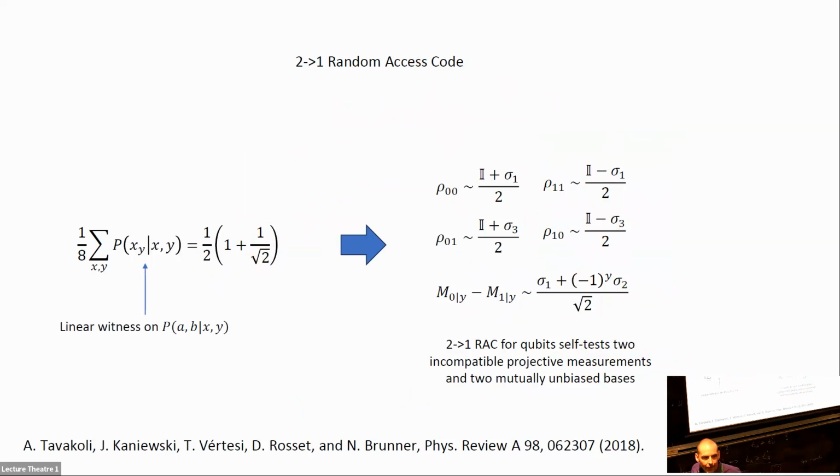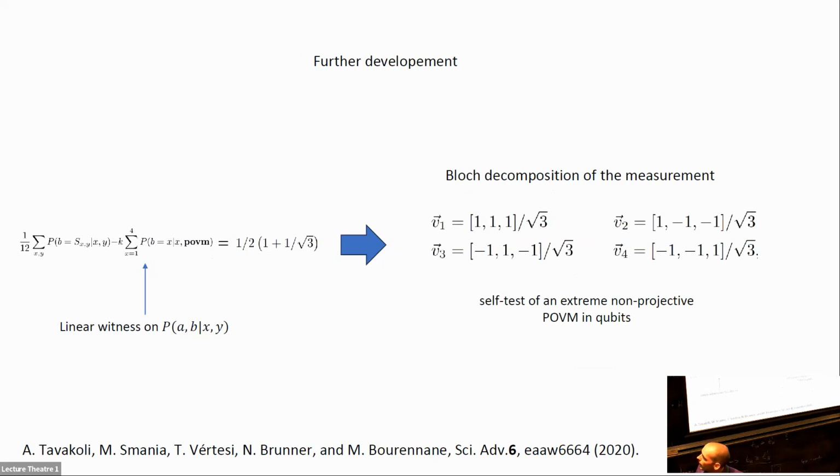Now, there are other important measurements in qubits, right? There are measurements which are extremal in the list of all possible measurements. It's a convex set, but they are not projective, right? So that's why 2 years later, the same authors came up with some tests, in the prepare and measure scenario, to self-test an extreme POVM in qubits that is not projective. In this case, this POVM has 4 outcomes.